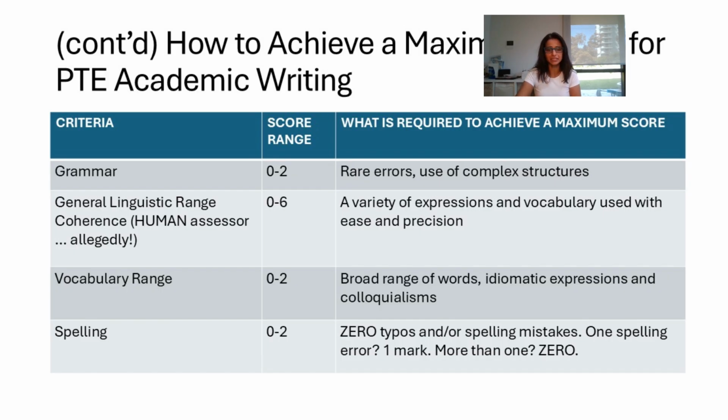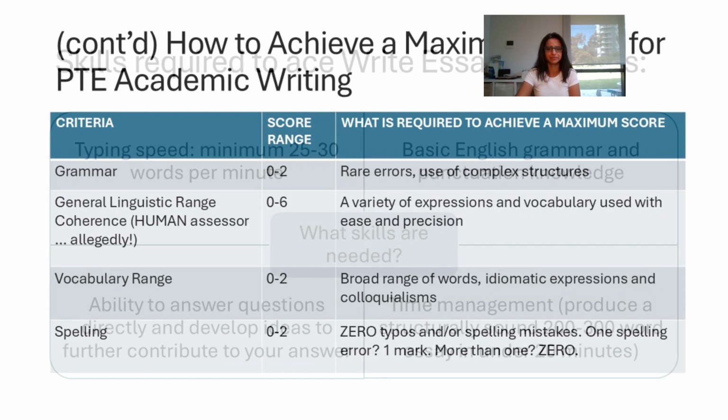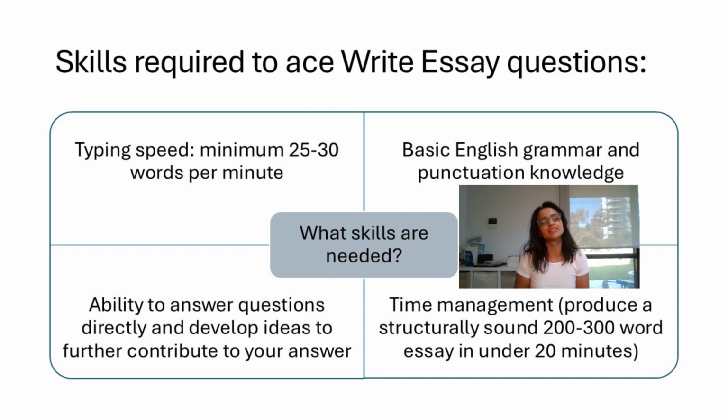Okay, let's move on to the skills that you require. So, what do we need? What kind of skills do you require? And you will find this same image on my previous write essay question. The skills required. You need a minimum typing speed of 25 to 30 words per minute. You need to have basic English grammar and punctuation knowledge. And again, AI loves their commas and Oxford commas, whatever. You need basic English grammar and punctuation.